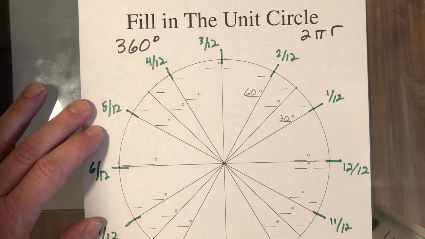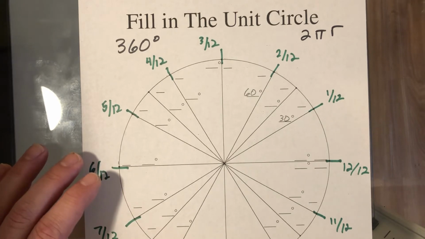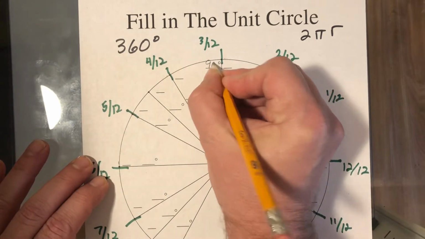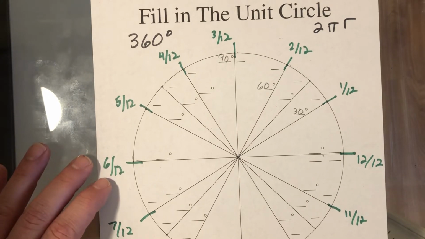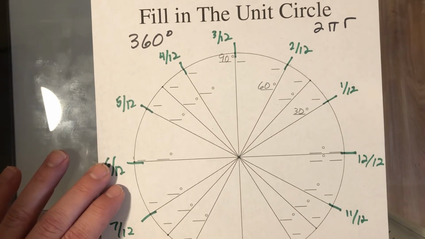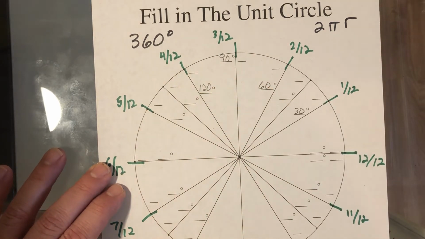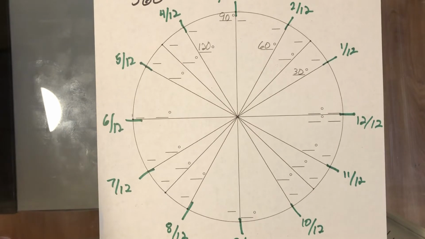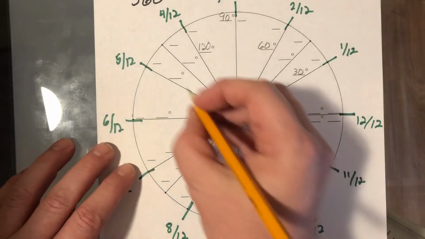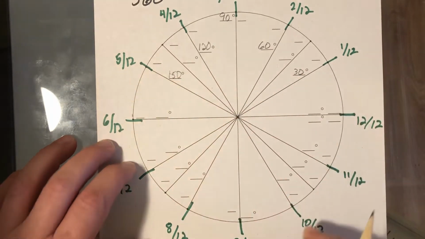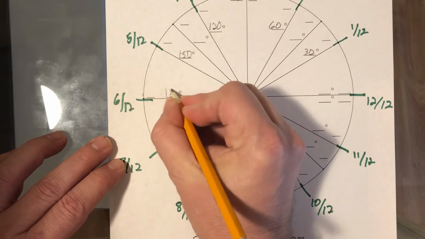3/12 of a circle is going to be 90 degrees. 1/4. Okay? 4/12 or 1/3 is going to be 120 degrees. Okay? 5/12 is going to be 150 degrees. 6/12 or half of a circle is 180 degrees.